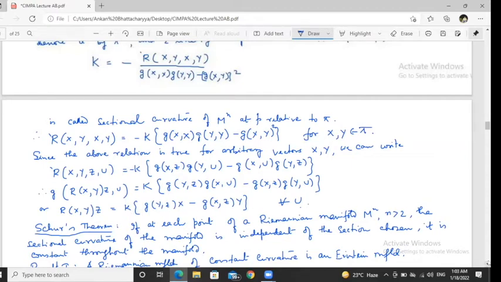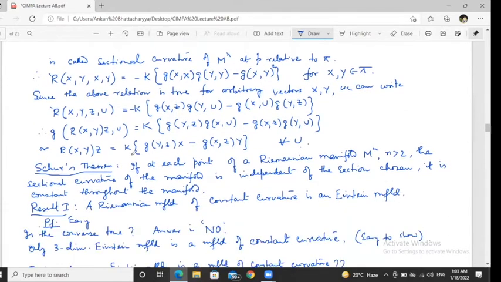So from here we have Schur's theorem: if at each point of a Riemannian manifold Mn, n greater than 2, the sectional curvature is independent of the section chosen, then it is constant throughout the manifold.